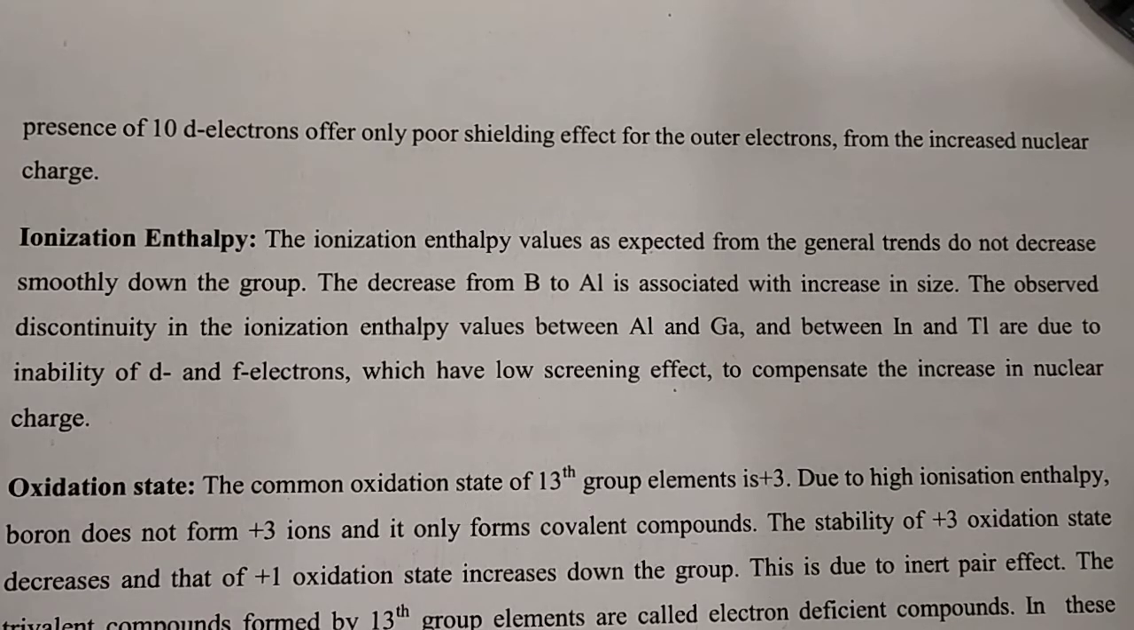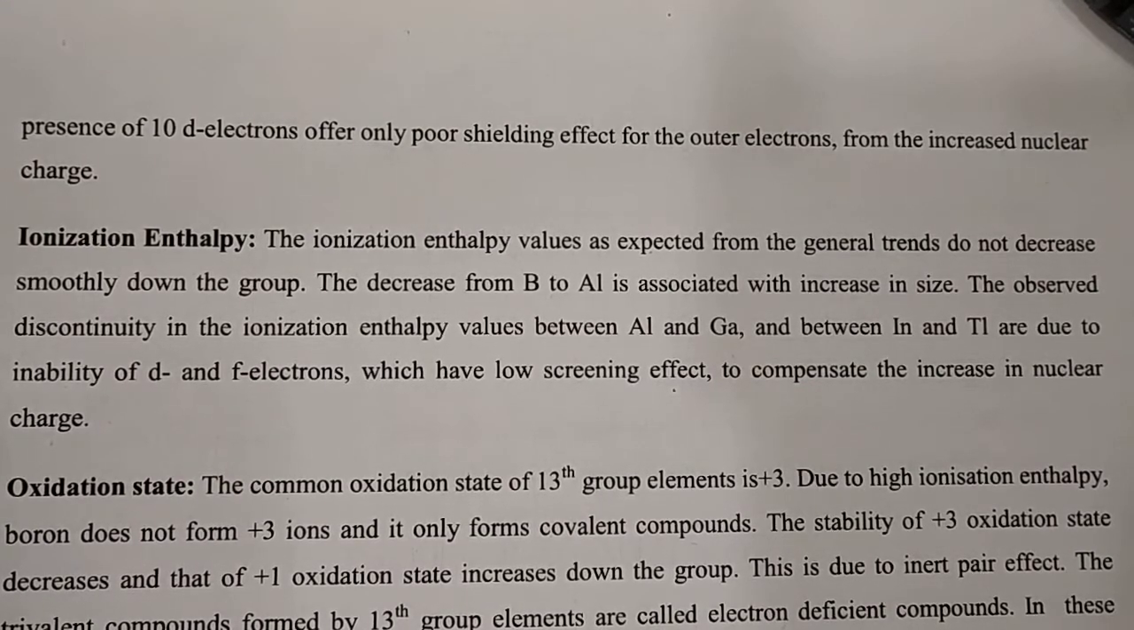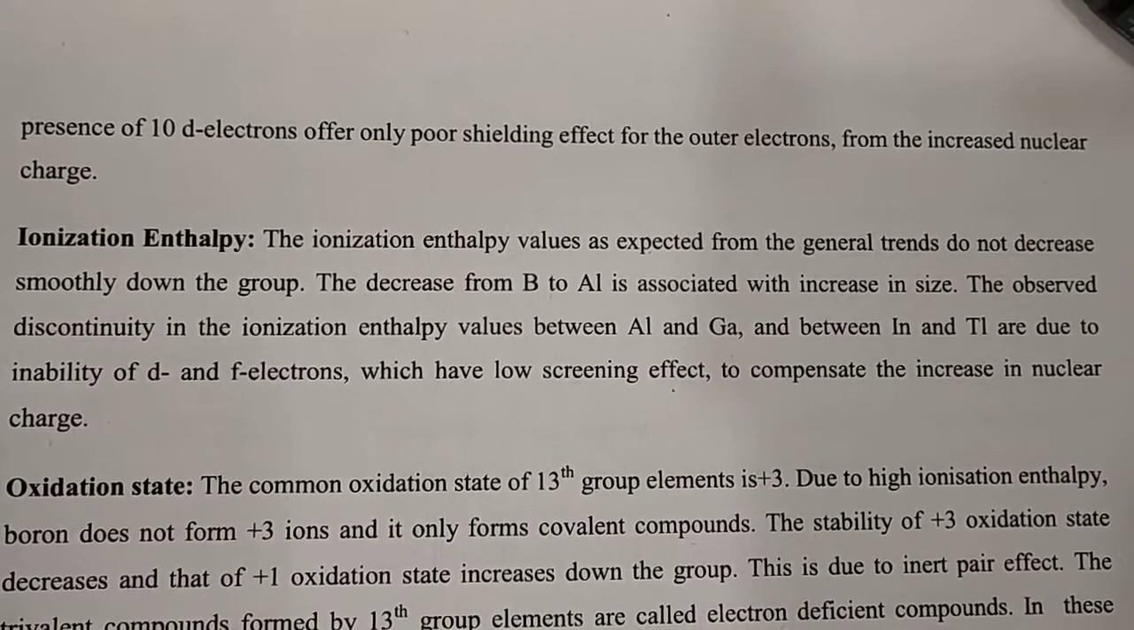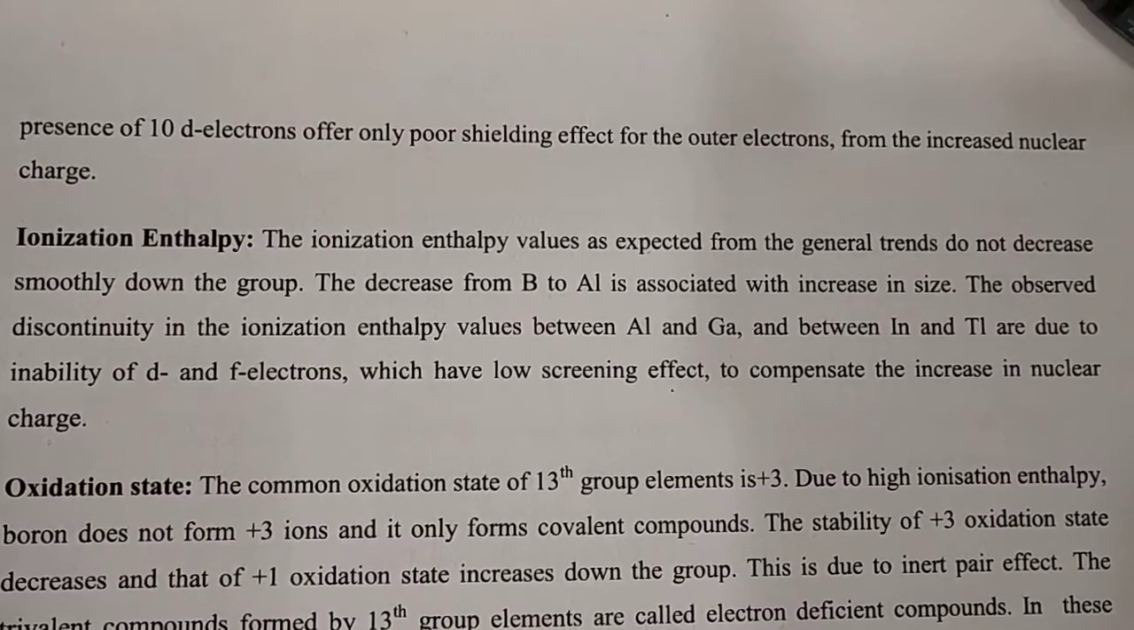नीचे जाते हुए क्या हो रहा है? The ionization enthalpy values between aluminium and gallium and between indium and thallium are due to this most important line. Please mark कर लीजिएगा. Inability of d and f electrons. Just because of interventions of d and f, this trend does not give continuous flow. Means ऐसा नहीं है कि बोरोन से लेके थैलियम तक same monotonous increase या decrease होगा.